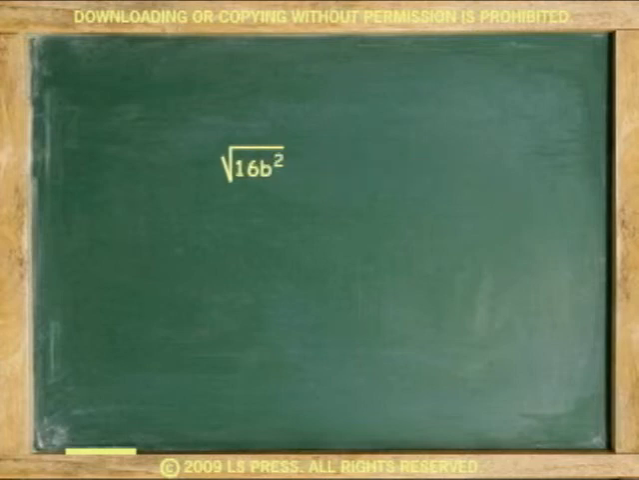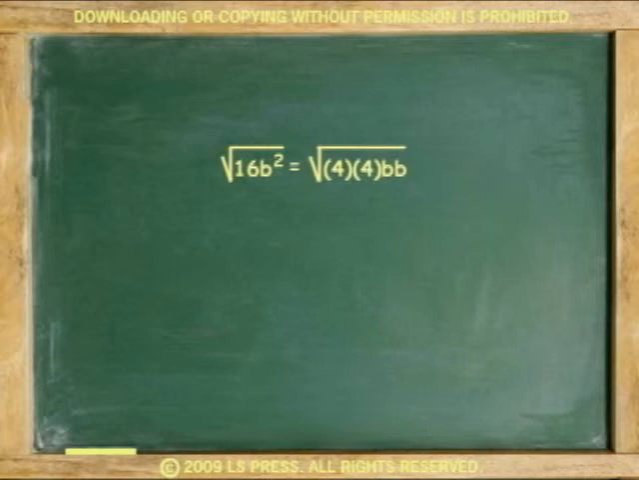Another example. Simplify the square root of 16b squared. Use prime factorization to simplify the radical. Every 2 values under the radical represents 1 value outside the radical sign. Answer, 4b. Because it is a perfect square, the radical sign is gone.